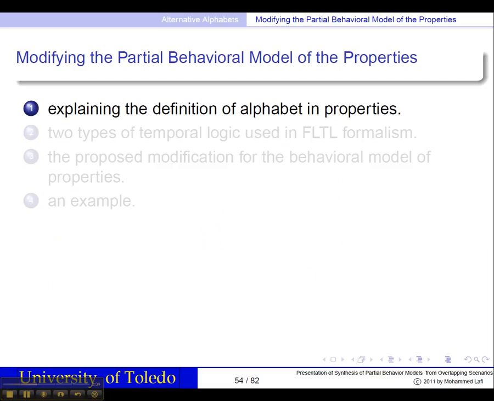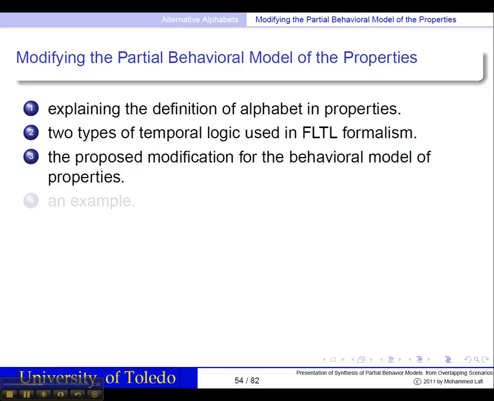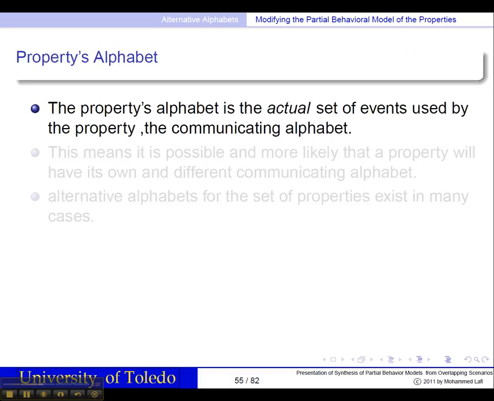First of all, we will talk about modifying the partial behavior model of properties. We will talk about four things. We will emphasize the definition of alphabet and properties. We will talk about temporal logic used to describe properties. We will talk about the modification, and then we will give an example.